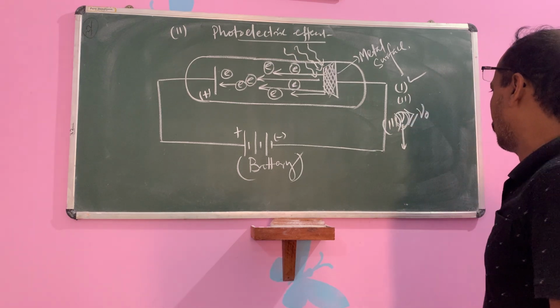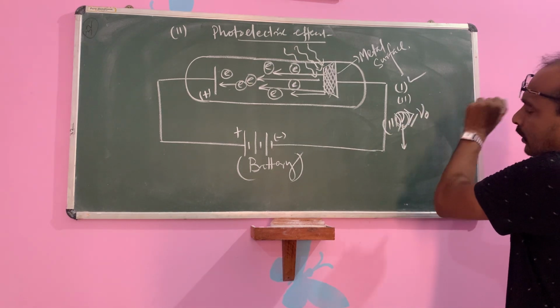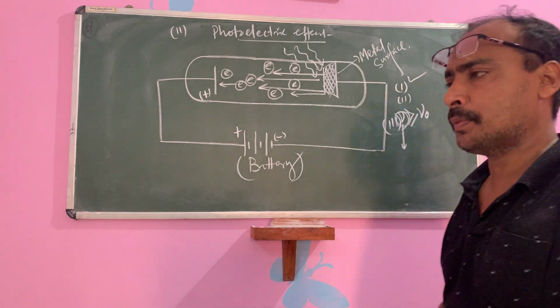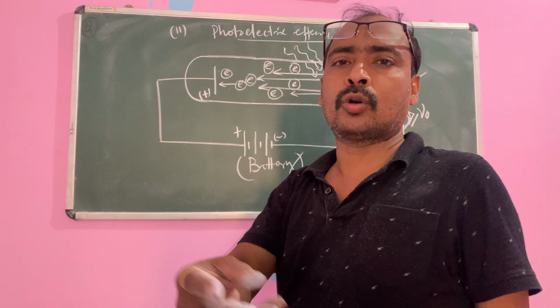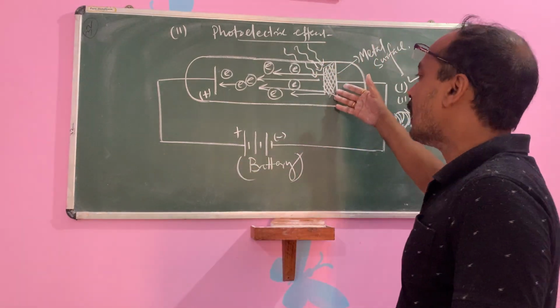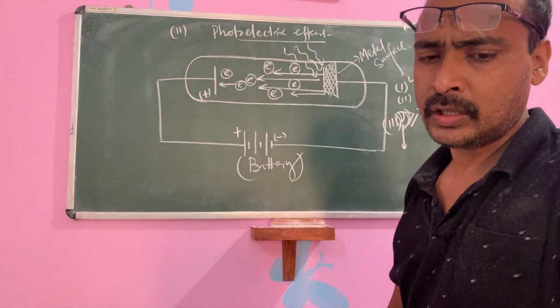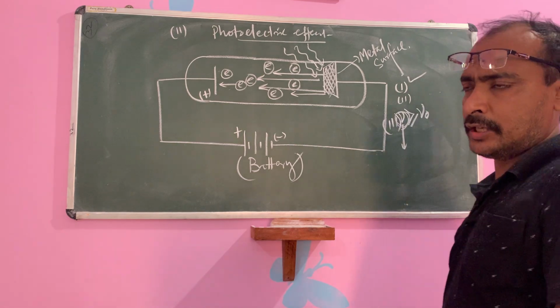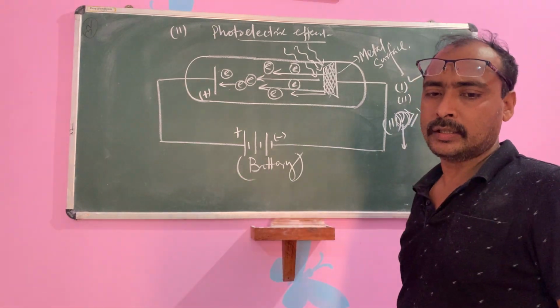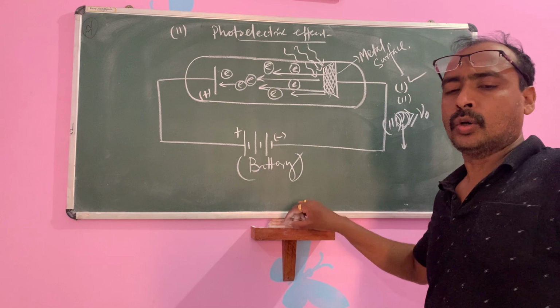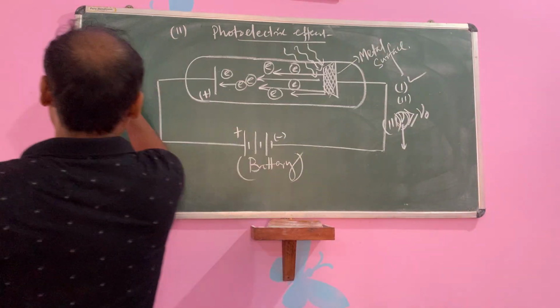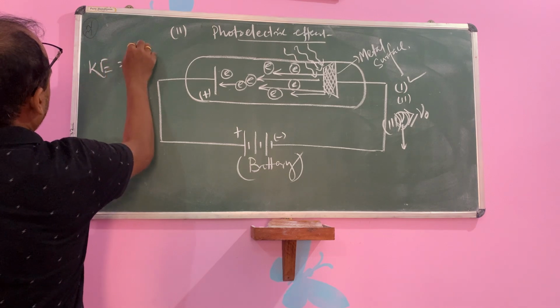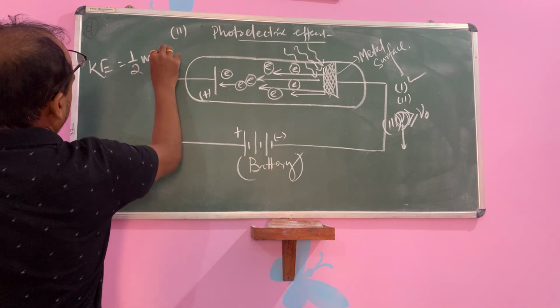Your photoelectric frequency should be greater than or equal to the threshold frequency, nu zero. Threshold frequency is the minimum frequency above which ejection of electrons takes place from the metal surface. These are the most important results of the photoelectric effect. And kinetic energy is equal to half m v square.